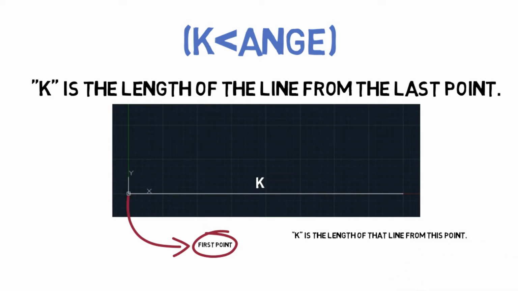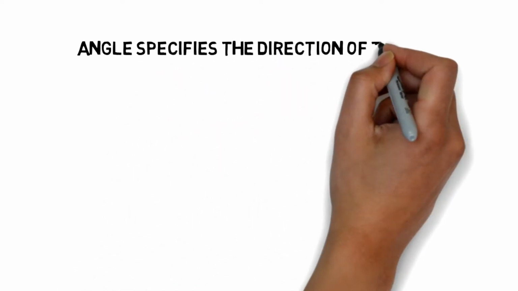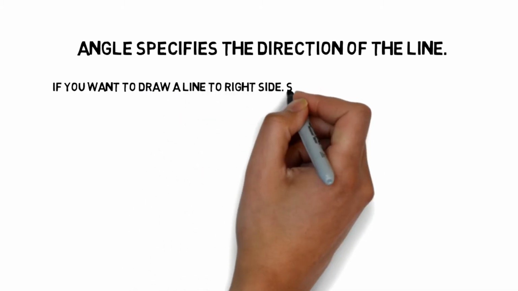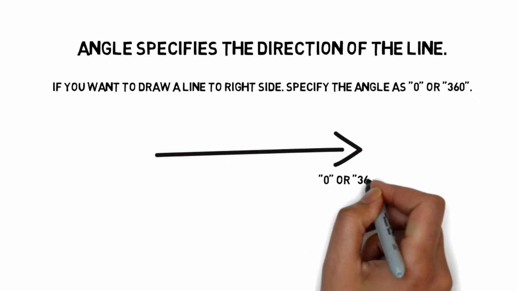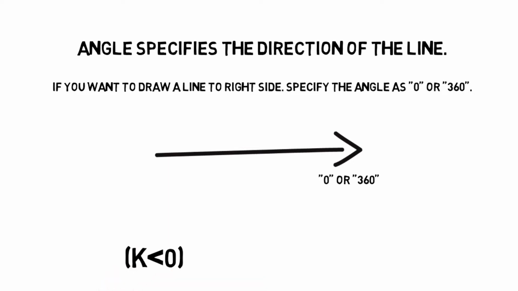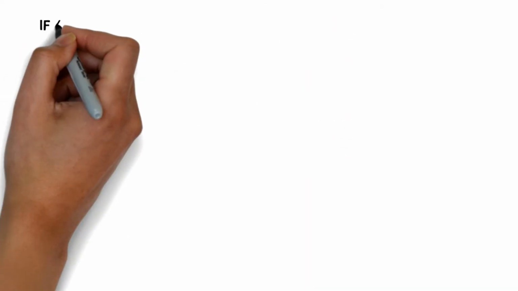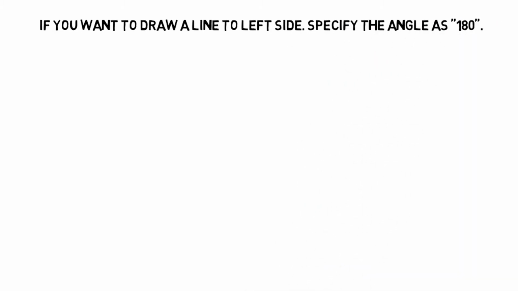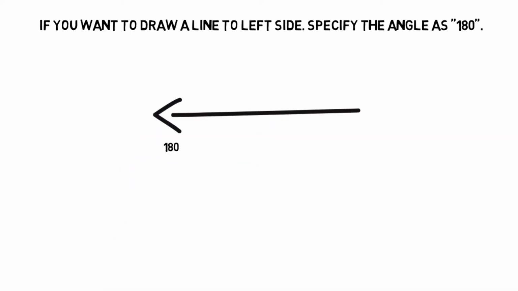Now we will discuss angle. Angle specifies the direction of the line. If you want to draw a line to the right side, specify the angle as 0 or 360 degrees. It is written as K angle 0 or K angle 360. If you want to draw a line to the left side, specify the angle as 180 degrees.